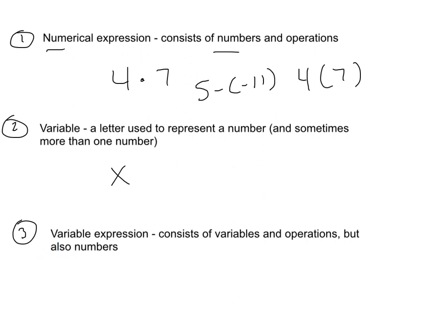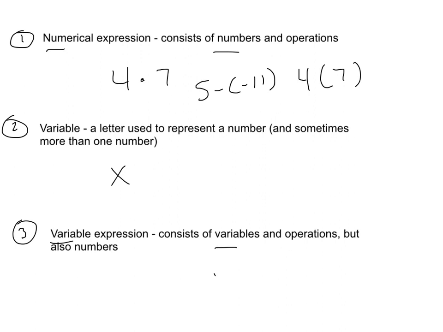And then here, a variable expression. Well, you think, if a numerical expression contains numbers, a variable expression must contain variables, and you would be right. A variable expression contains variables and operations, but it also contains numbers. So a variable expression has both. A numerical expression only has numbers but no variables.